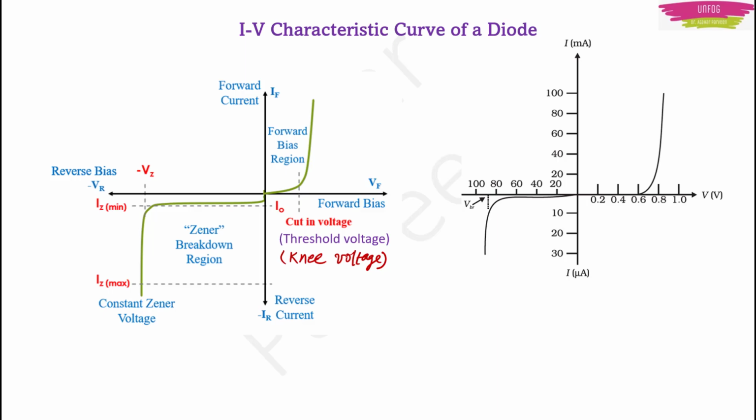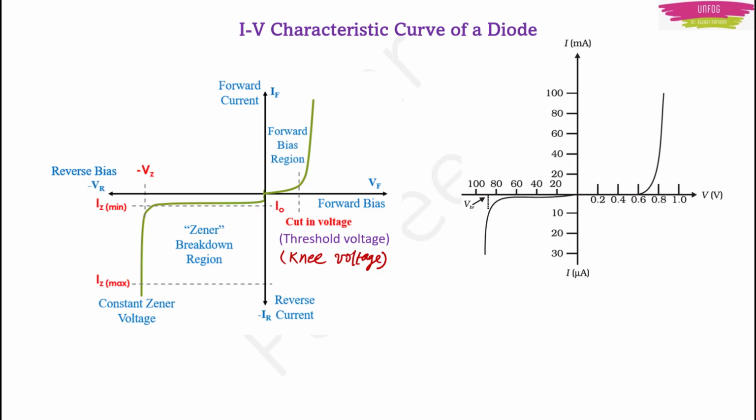what will happen? Here the current will be reversed because you are connected in reverse bias, right? So usually this current is known as saturation current. Why is it known as saturation current? Because it does not change with change in voltage.